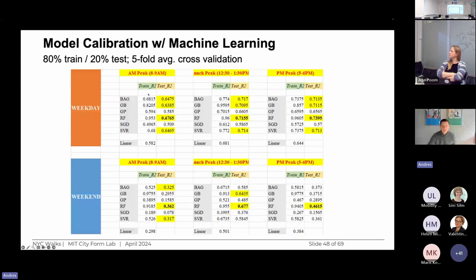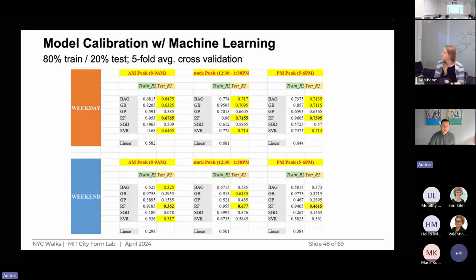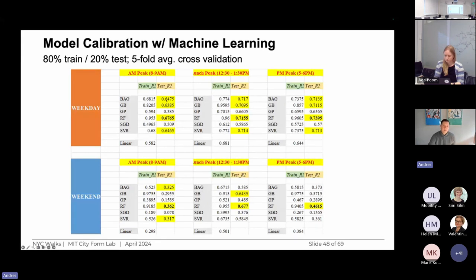Usually for fitting these models, we do a five-fold average cross-validation technique where we basically train the model on 80% of the data and test the predictive accuracy on 20% of the data that the model hasn't seen. And then we repeat this process five times with random samples and use the fivefold average cross-validation to report the R squared values in the table here.